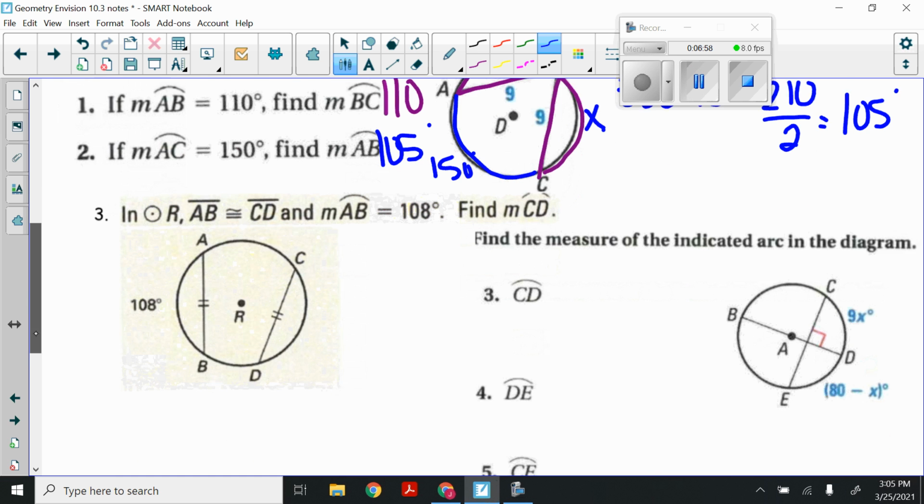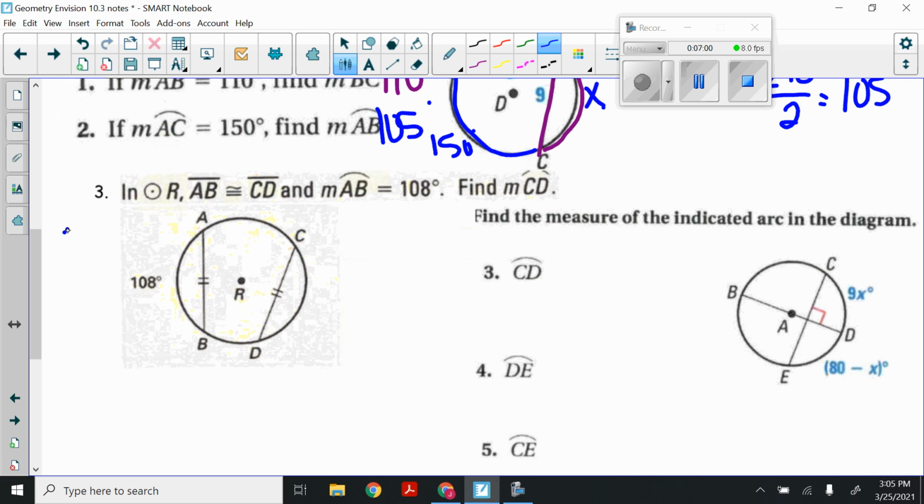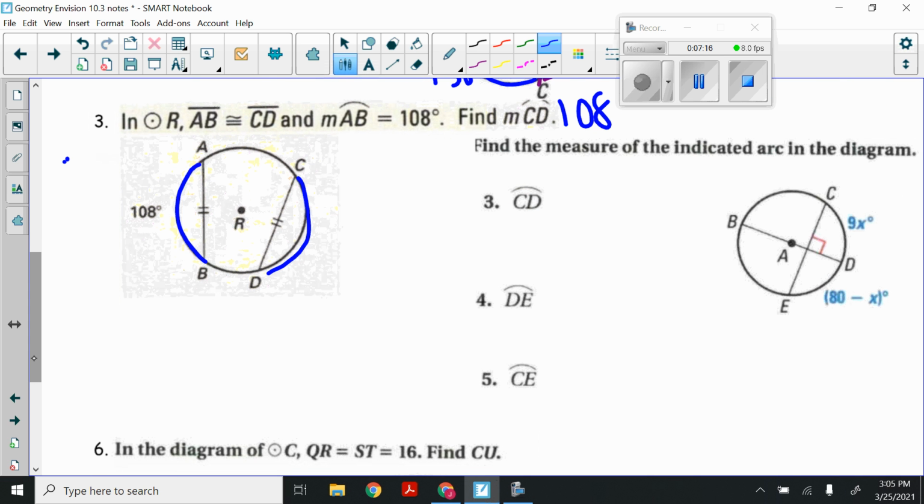Let's go to this number 3 right here. In circle R, chord AB is congruent to chord CD, so that means that my arc lengths are congruent. Arc AB is 108, find arc CD, also 108. Okay. Now let's look at 3, 4, and 5 over here.